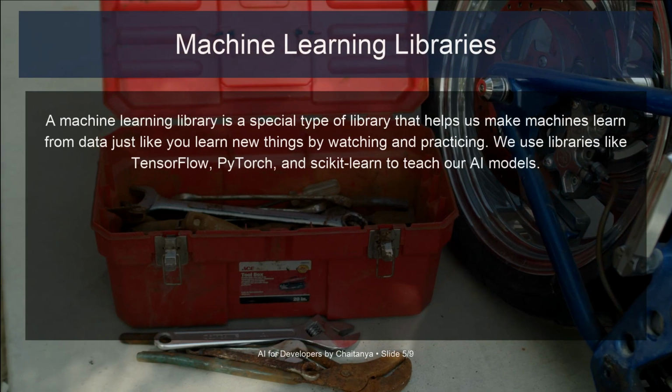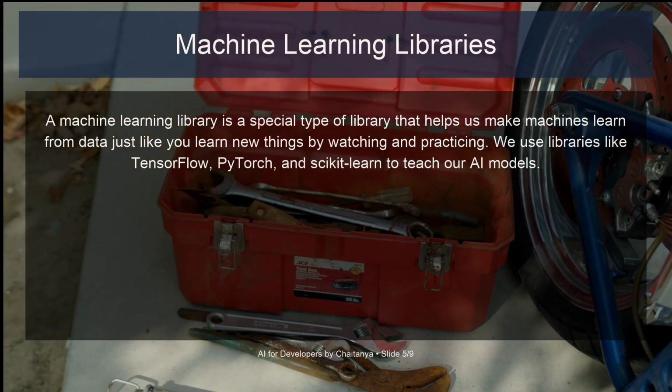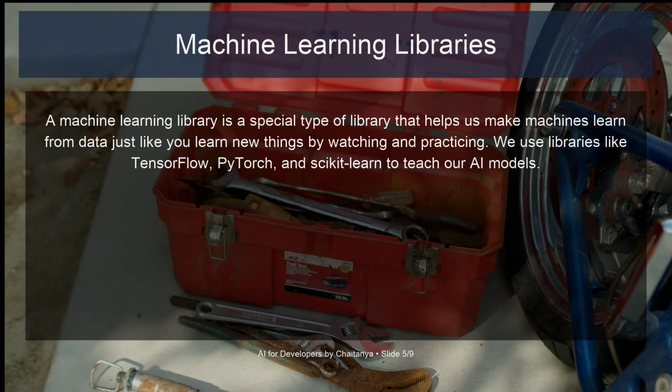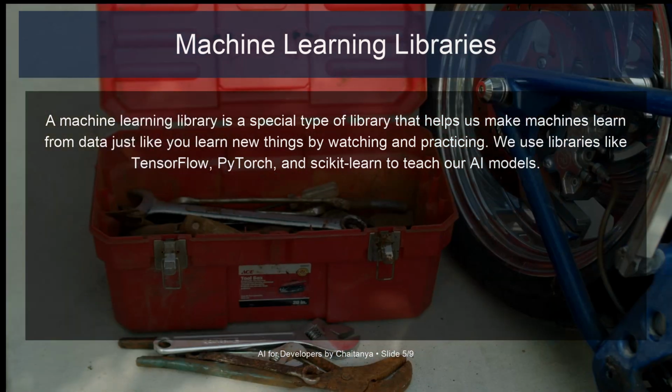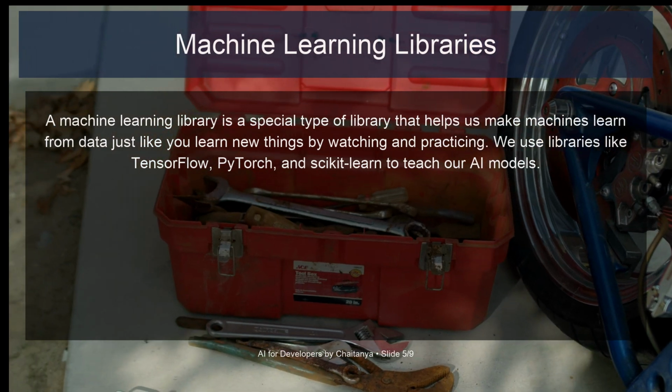A machine learning library is a special type of library that helps us make machines learn from data just like you learn new things by watching and practicing. We use libraries like TensorFlow, PyTorch, and scikit-learn to teach our AI models.